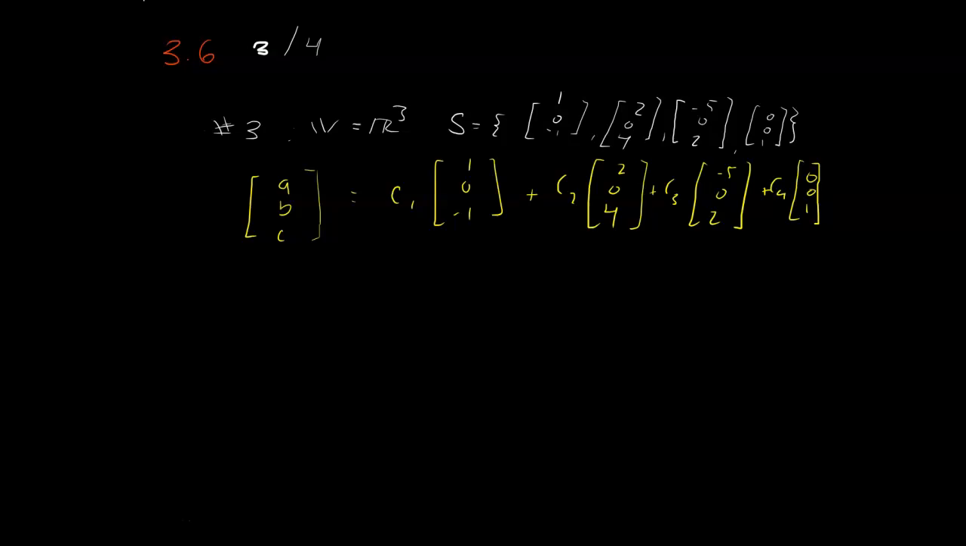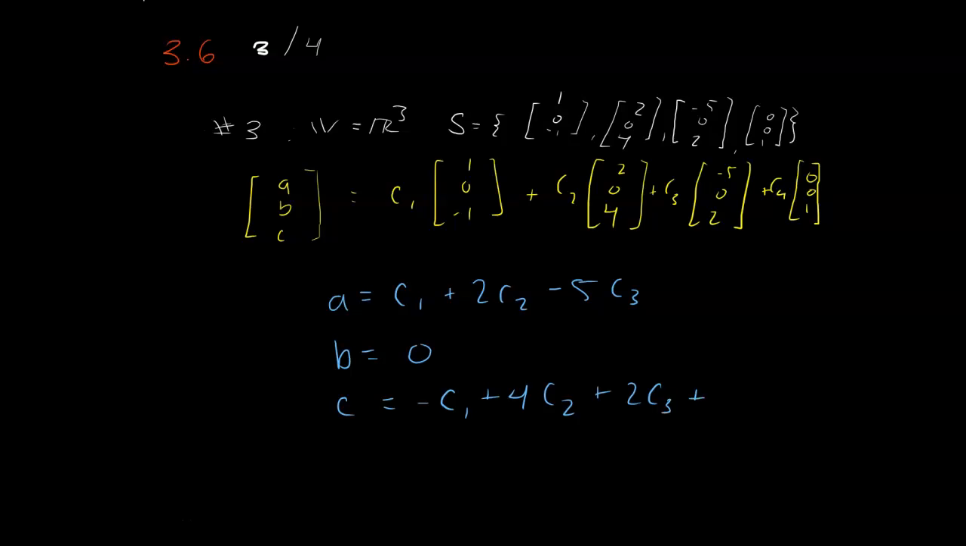And so if you were to do it in this method, you would then maybe write this out as A is equal to C1 plus 2C2 minus 5C3. The C4 is multiplied by 0. B is equal to, notice everything there is 0. Then C is equal to negative C1 plus 4C2 plus 2C3 plus C4. Okay, so in this problem, by picking arbitrary C1, 2, 3, and 4, you can get A and C to be whatever you want, but B is stuck.